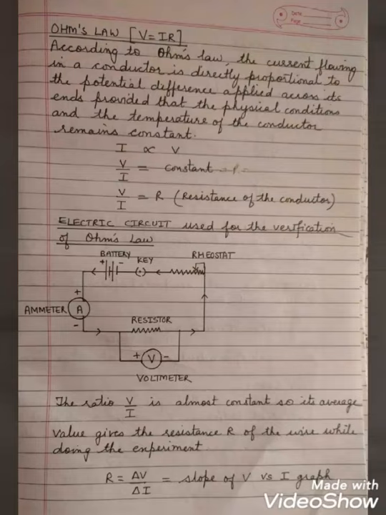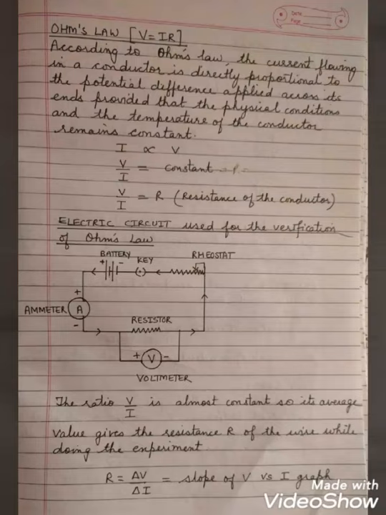Now coming on to Ohm's law. According to Ohm's law, the current flowing in a conductor is directly proportional to the potential difference applied across its ends, provided that the physical conditions and the temperature of the conductor remain constant. We can write it as I is directly proportional to V. Rearranging, we can say V upon I is equal to a constant, and this constant is equal to R, which is also known as the resistance of the conductor.